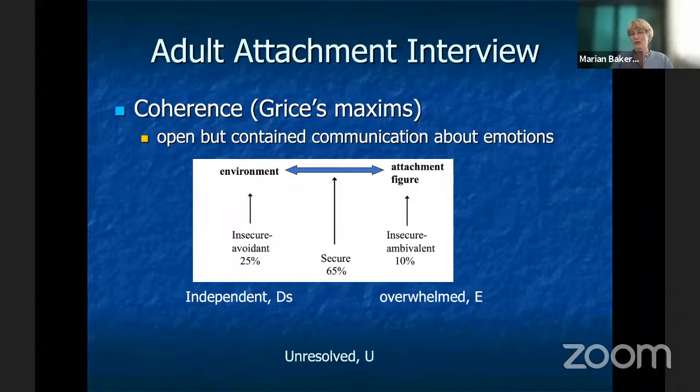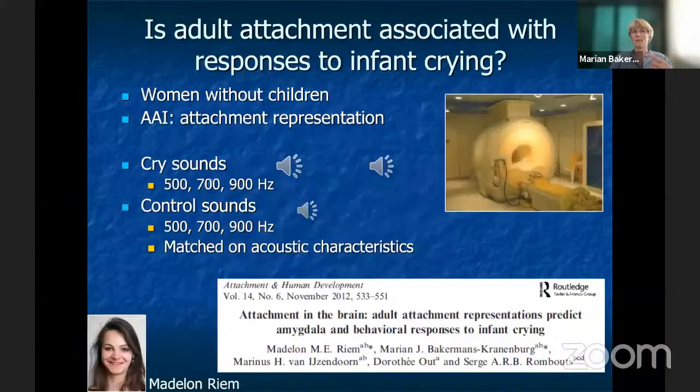And there is the unresolved category that is similar to the disorganized category of children for those who are unresolved about specific loss or traumatic experiences, and it is assigned over and above the other three categories. So we saw that in children, the attachment category could tell us something about their emotion regulation, and we wondered whether the same might be true for adults with a different adult attachment classification in the response to crying. So we wondered, is adult attachment associated with responses to infant crying?